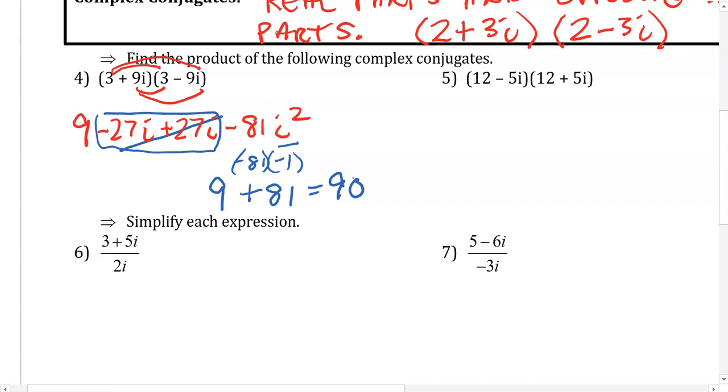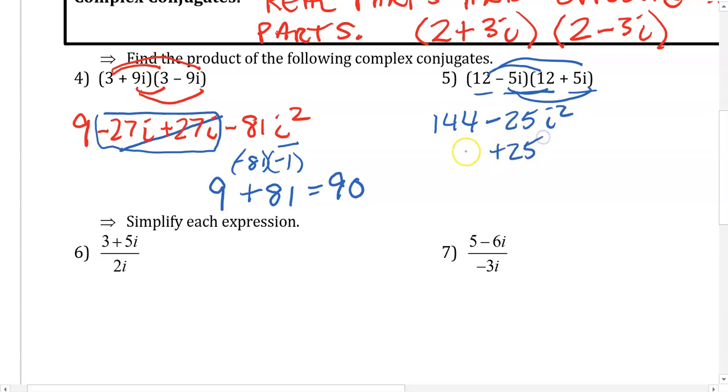On problem 5, same approach. 12 times 12, 144. I won't even bother writing in the i terms because positive 60i and negative 60i cancel each other out. So then I have minus 25i squared. Again, i squared is negative 1. Negative 1 times negative 25 is positive 25. So it's 144 plus 25, or 169.